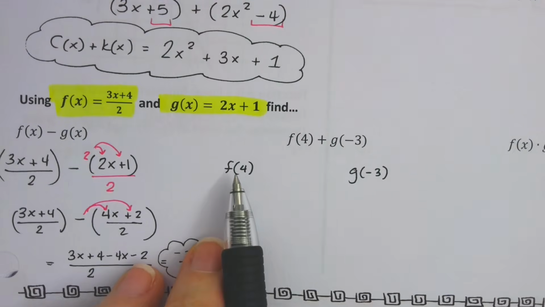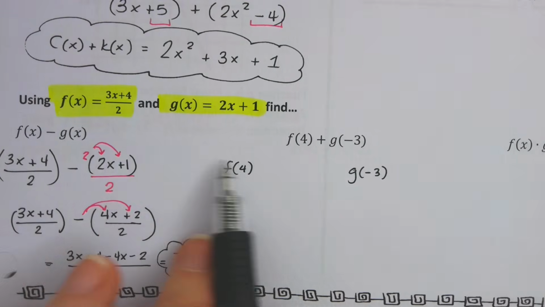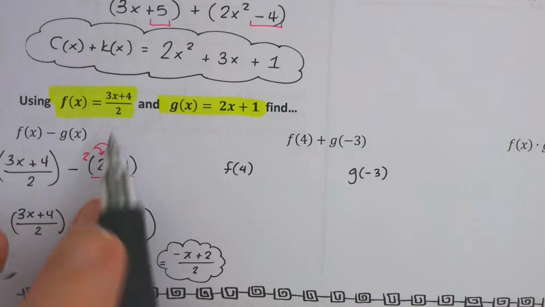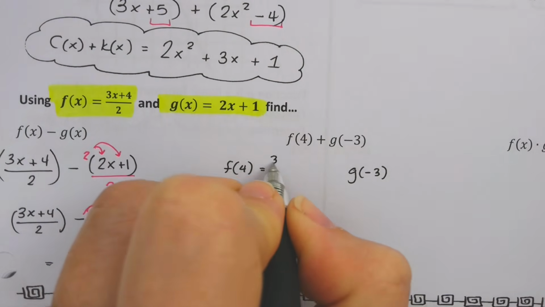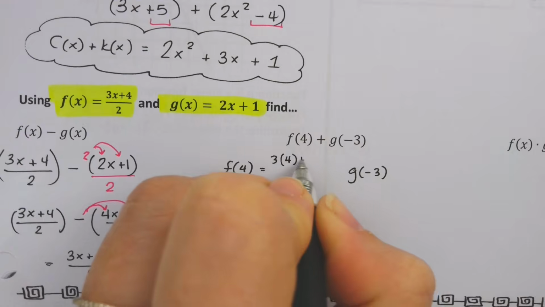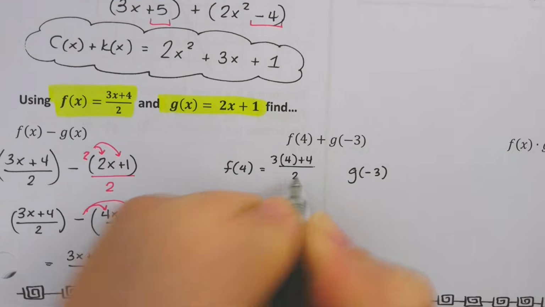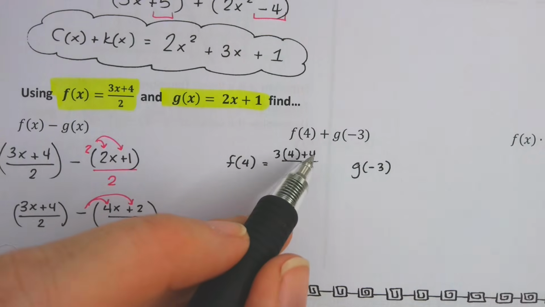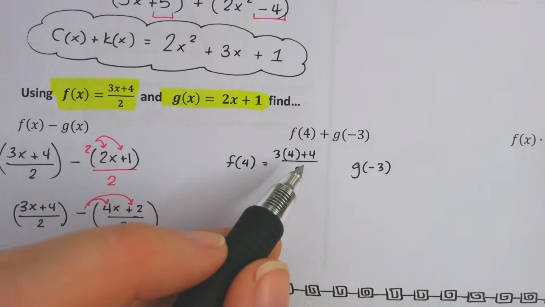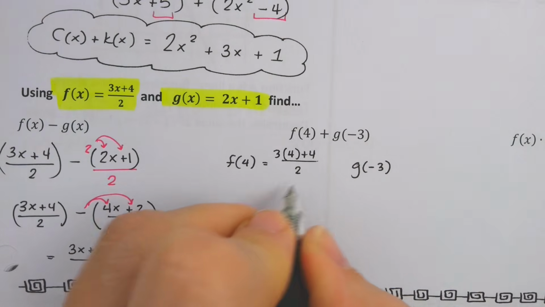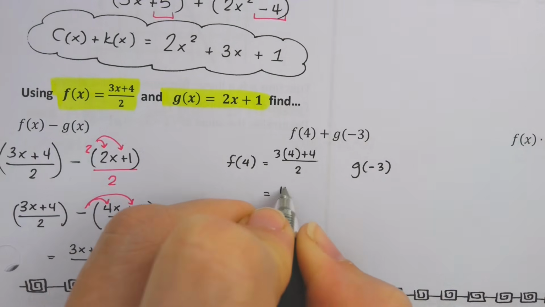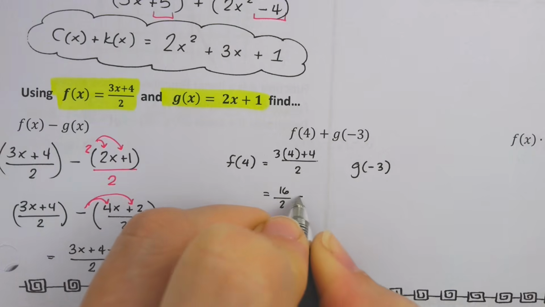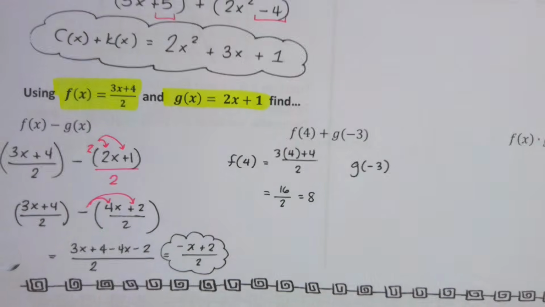So for f of 4, we're going to take 4 and plug it in for the variable on which function? F or g? F, yeah. So we'll take 4, plug it into the f function in place of its variable. That would become 3 times 4 plus 4 over 2. And then if you simplify the numerator, 3 times 4 plus 4 would become 12 plus 4, 16. So that's 16 over 2. And what's 16 over 2? 8. All right, there's f of 4 is 8.